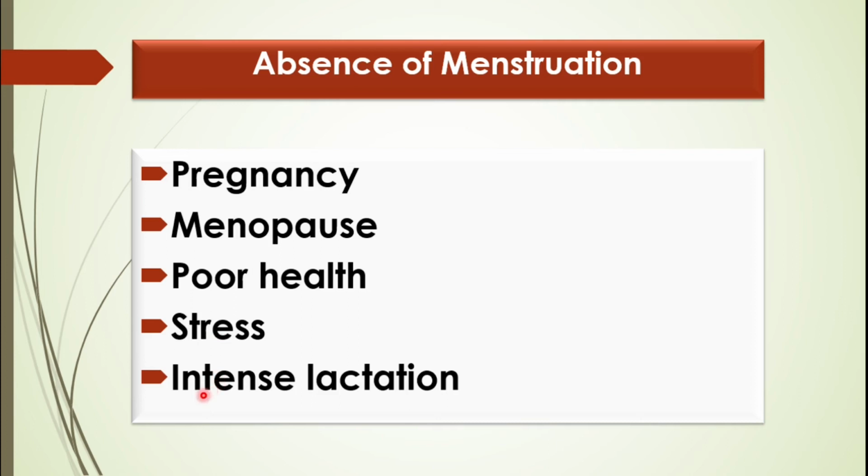And after the gestation period, after the baby is born, when the baby is subjected to intense lactation, or when the baby is provided with mother's milk, then during this period again there is the absence of the menstrual cycle. Menstruation is absent during intense lactation.